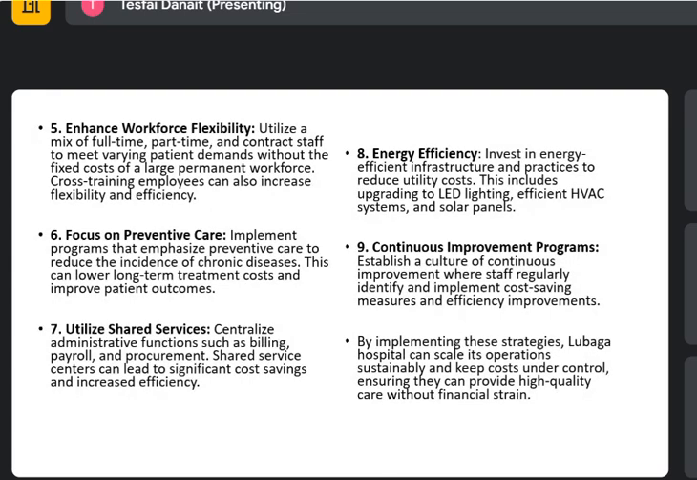So by implementing these strategies, Lubaga Hospital and other similar hospitals or organizations can scale operations sustainably and keep costs under control, ensuring they can provide high quality care without financial strain.